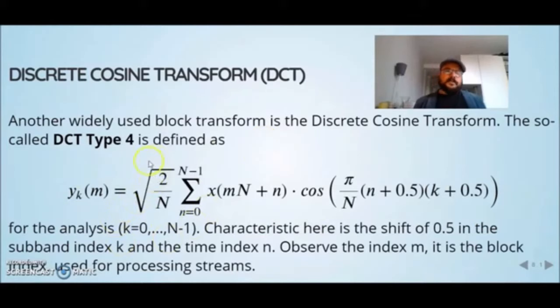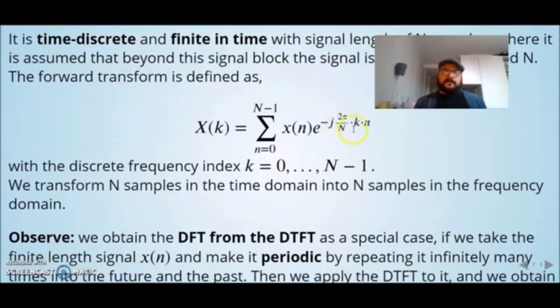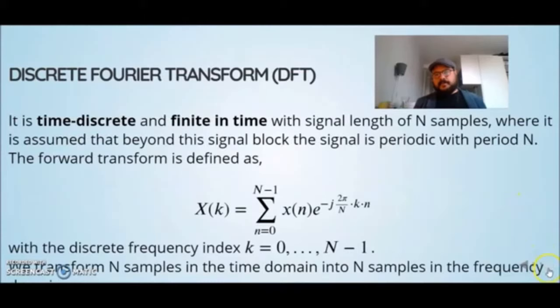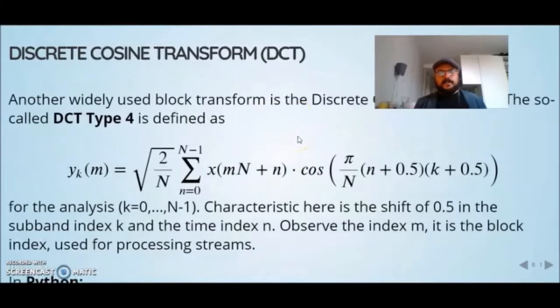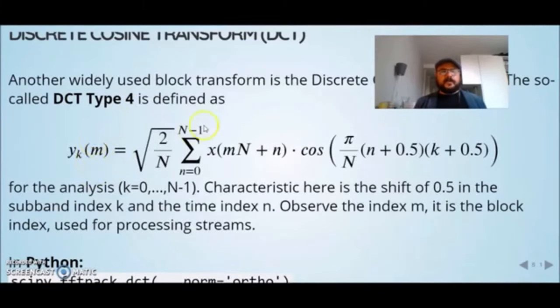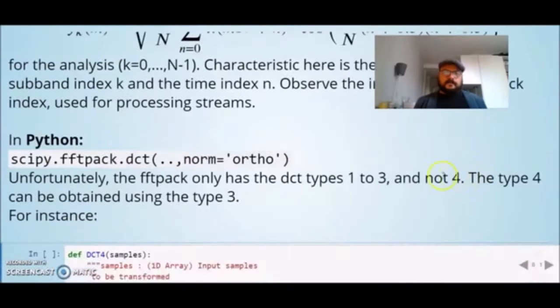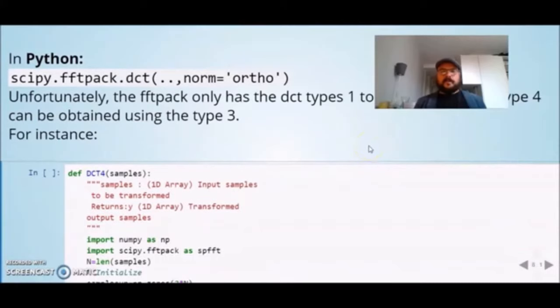We see there is this scaling factor square root 2 over N. We can see a shift of 0.5 in the subband index k and in the time index n. We can see this factor here of pi over N, in contrast to a factor of 2 pi over N that we've seen in the DFT. So this also will have some implications in terms of the properties of the DCT. We see here the block index m, so we're processing streams, and because we don't have an inbuilt function the way we want, we will adapt the DCT type 3.